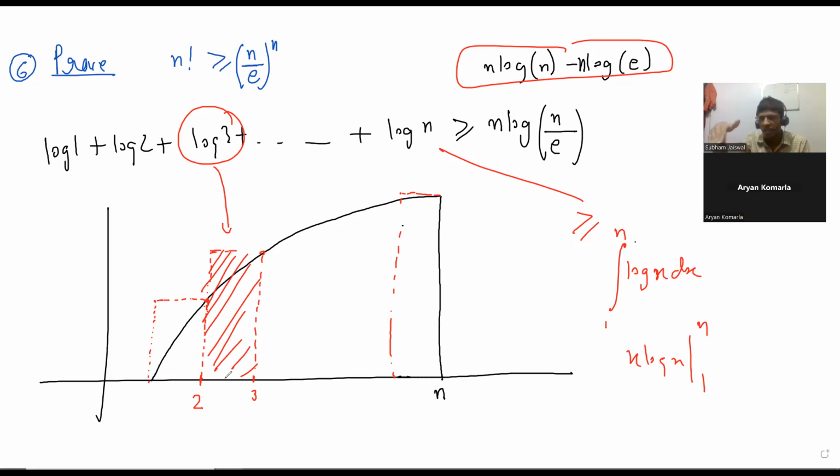Maybe there was a decreasing function, or you have to, so sometimes you may have to under approximate. Like this is also log 2, this is also log 3. Then you may have to take the integral till n plus 1. But then you'll get that this is less than that.